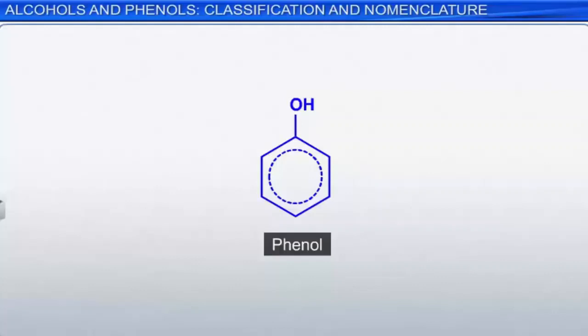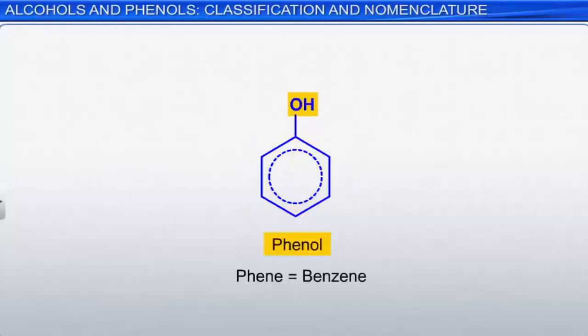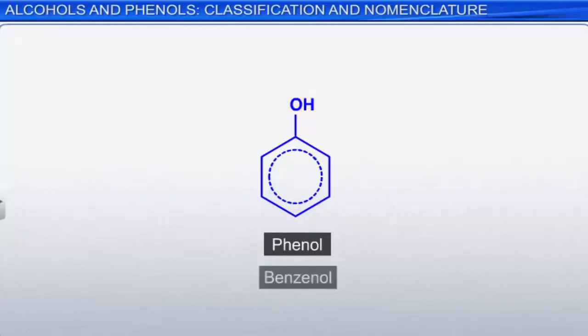Let's turn our attention to the class of organic molecules called phenols. Phen is an old name for benzene. So, the benzene containing 1 hydroxyl group is known as phenol. Although the systematic name is benzenol, phenol is an accepted IUPAC name. We can use this as the basis for naming phenol derivatives.